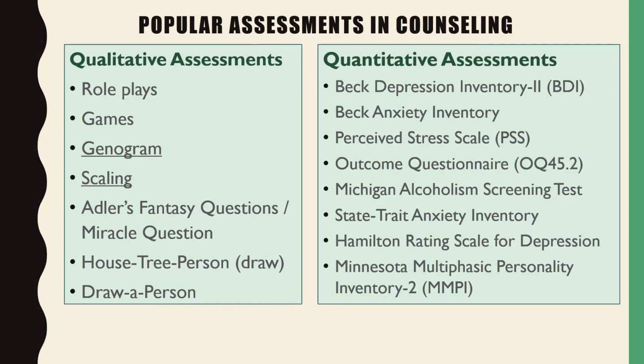And then on the right columns are some popular quantitative assessments that are used in counseling. BDI is a really common one for depression, and then they also have an anxiety inventory. PSS is an assessment for PTSD or trauma symptoms. There's also comprehensive OQ 45.2, and then Michigan alcoholism screening test.